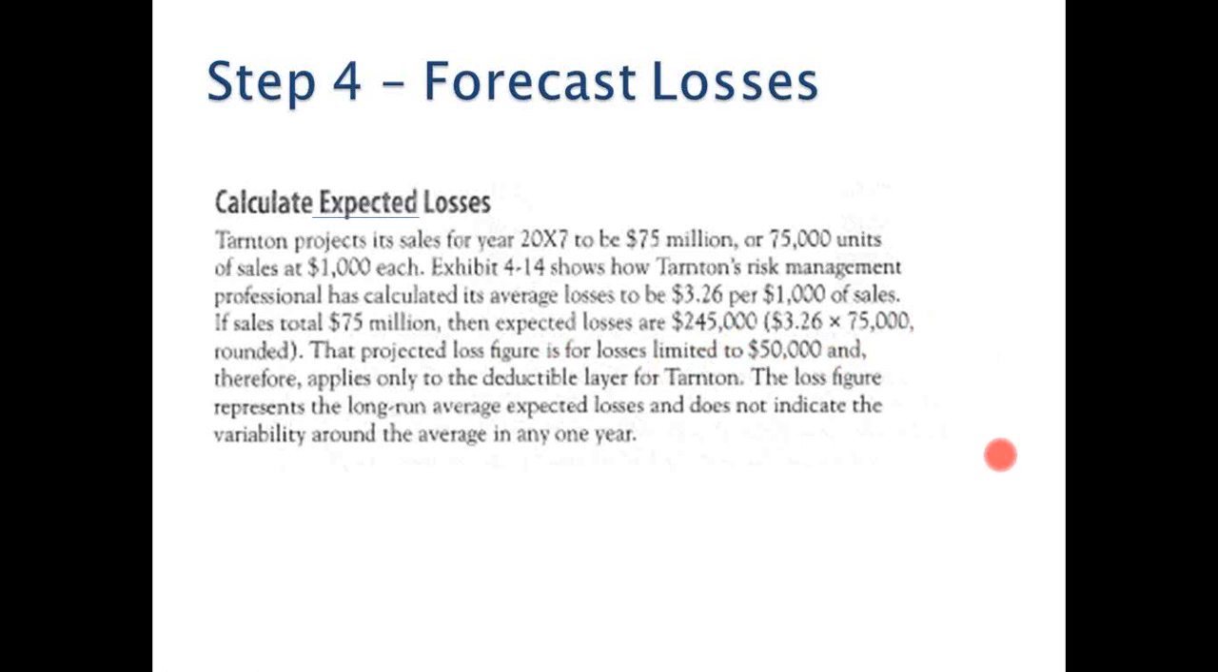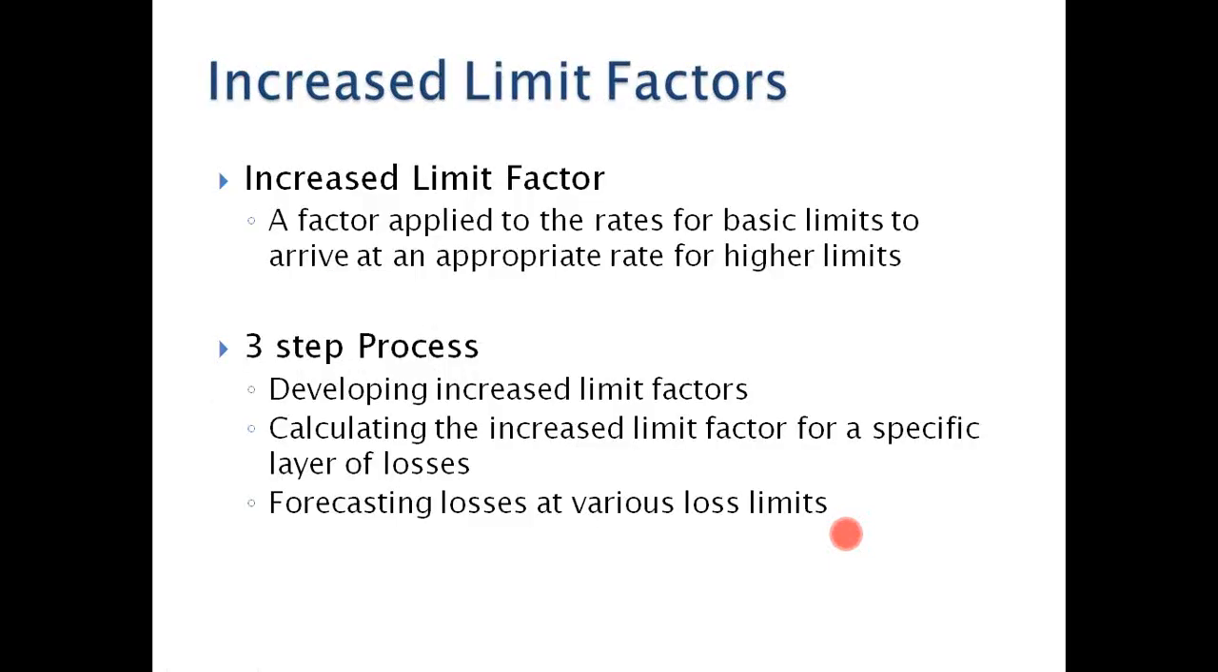So that projected loss figure is for losses limited to $50,000 and only applies to that layer. You'll see what that means in a moment, because if we had $1 million losses, as you may remember from prior screens. But at this point, based upon our sales, if we had a self-insured retention of $50,000, we can expect that we're probably going to have to reserve money, or have money ready, to pay for $245,000 in claims. That's what our expected claims are going to be for the next year with 75 million in sales. So that's the basis in a nutshell.